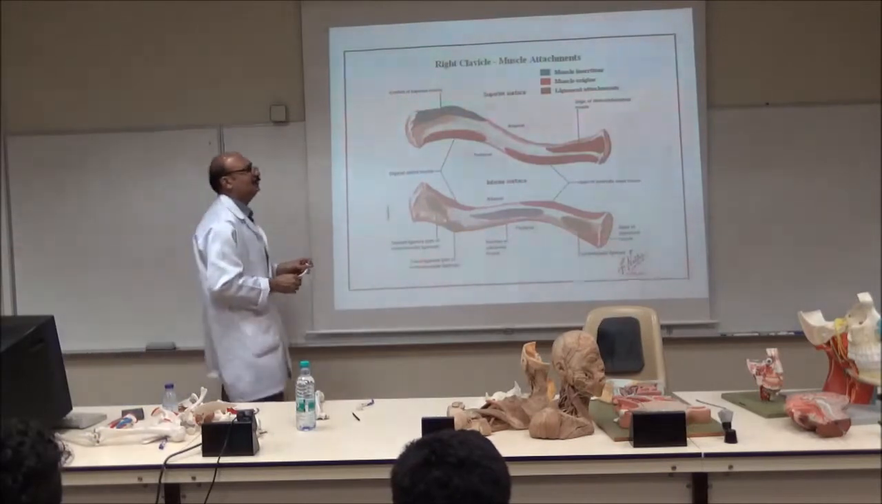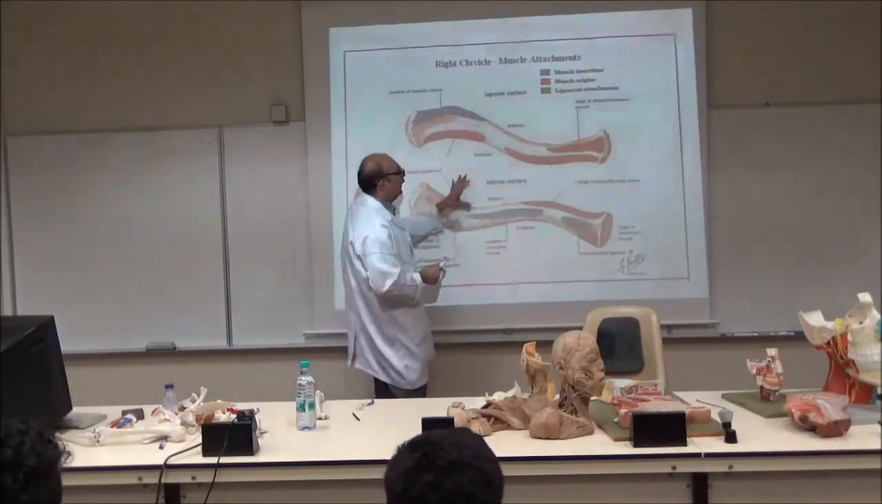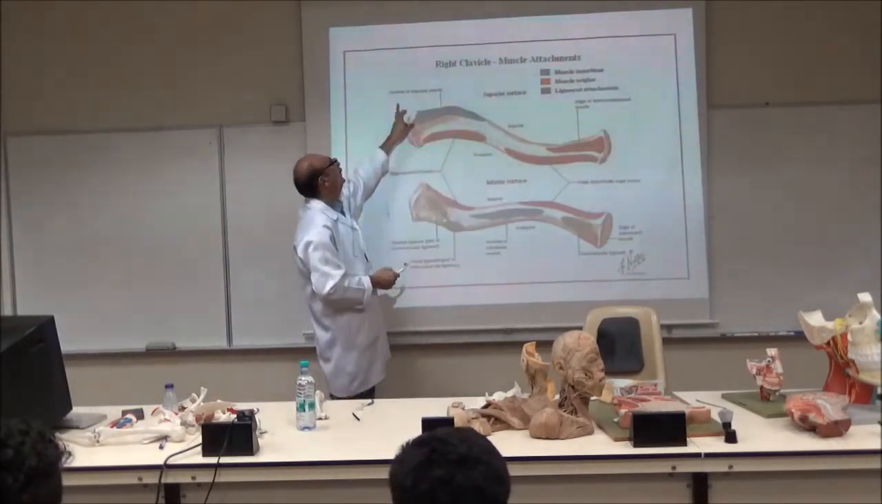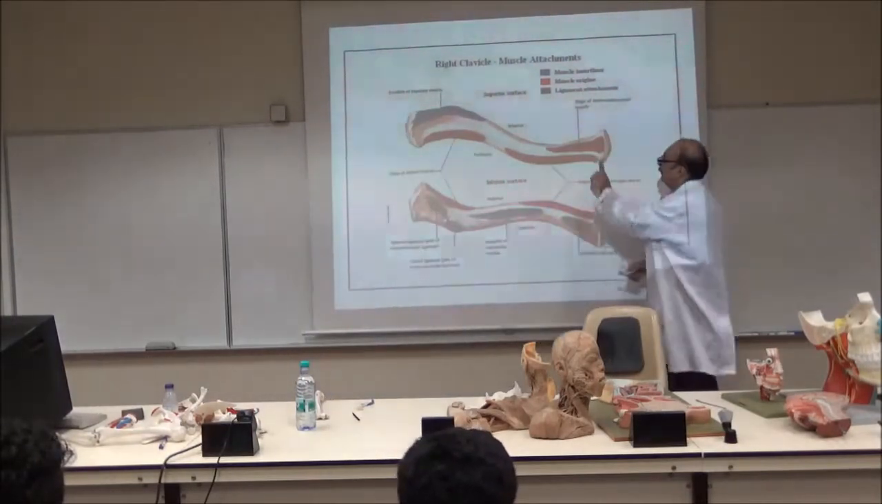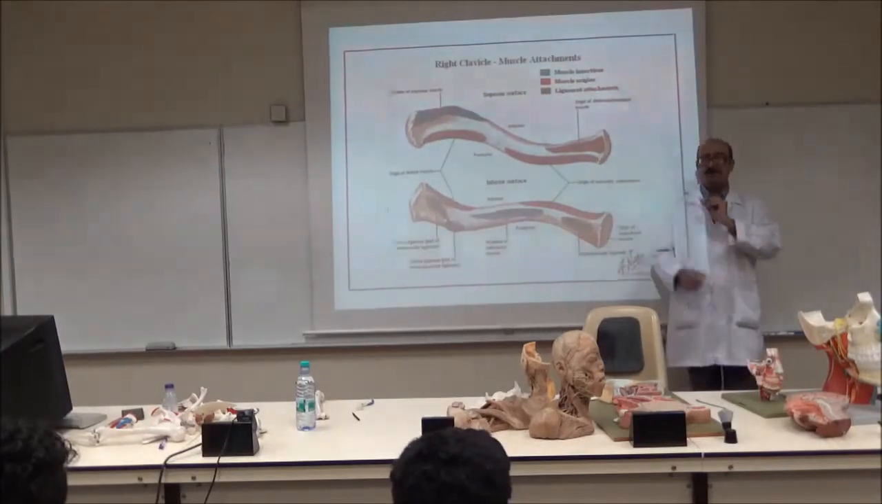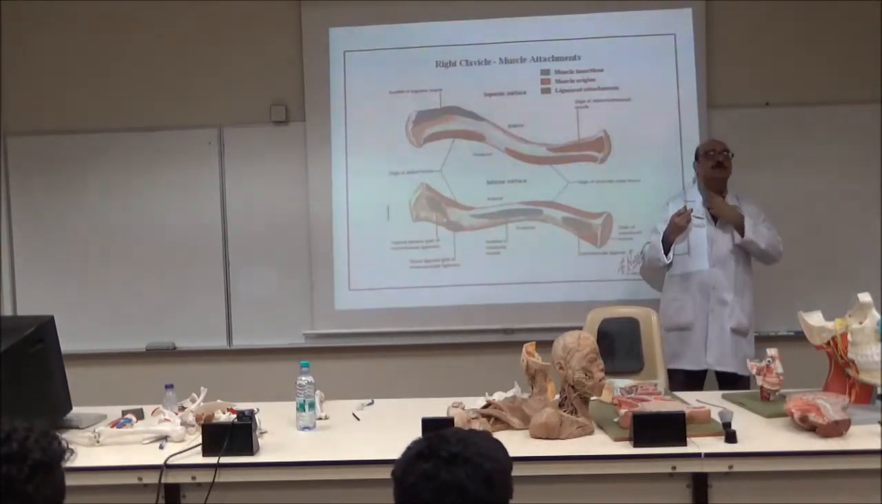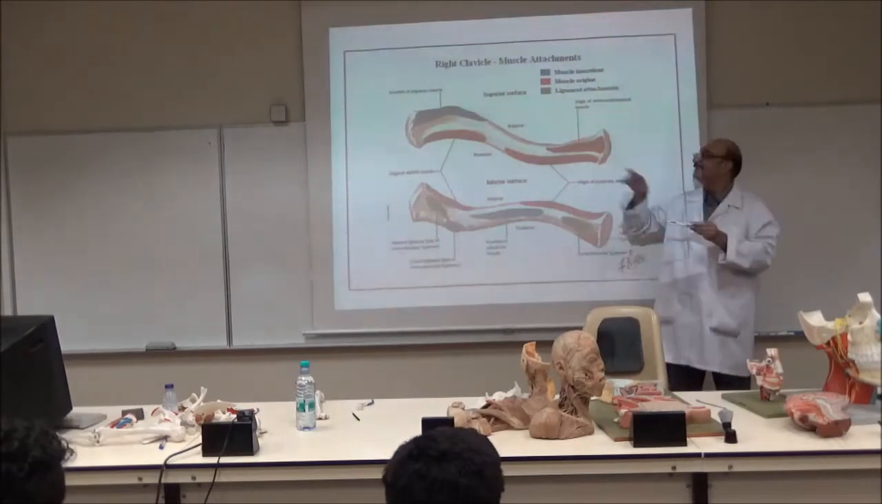See the muscles attached to the clavicle. Here are certain muscles attached to the clavicle. We will start from the medial end to make it easy. Here is the sternomastoid, and here is the clavicle. This sternomastoid is attached here.